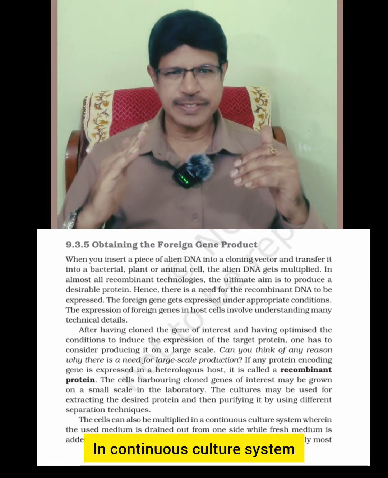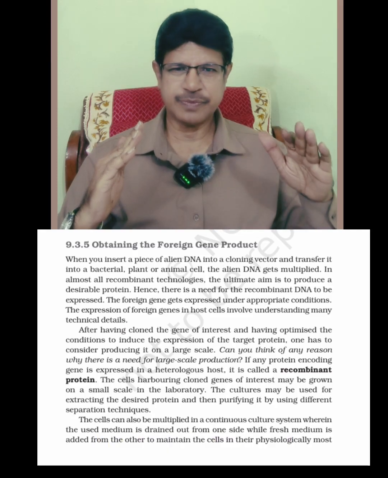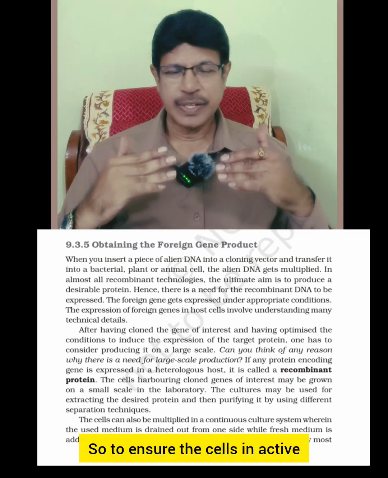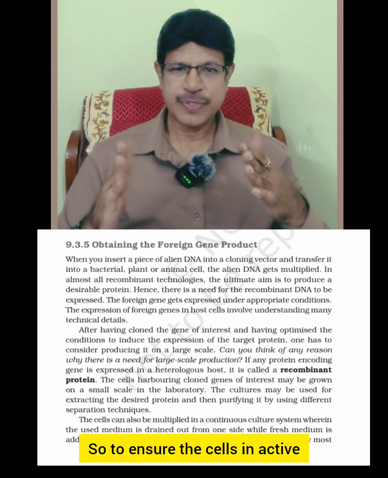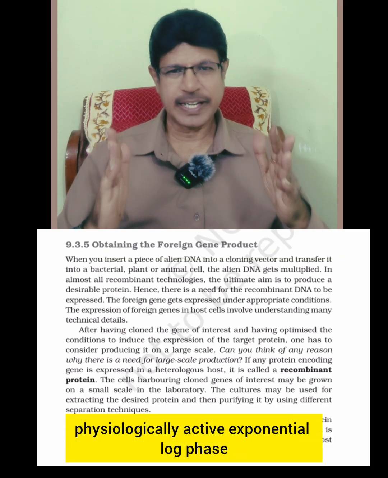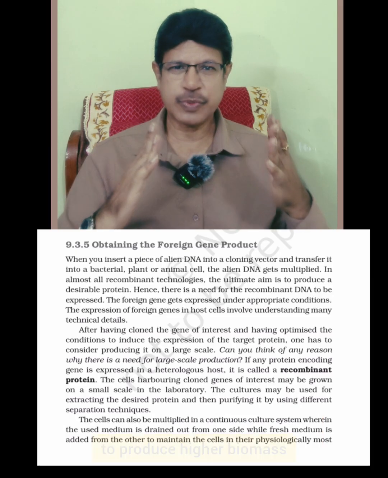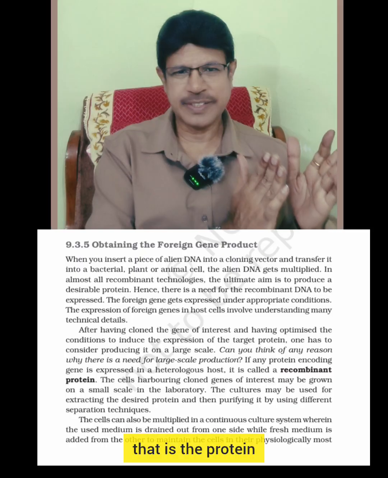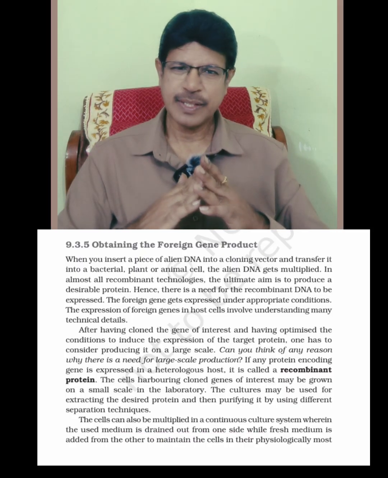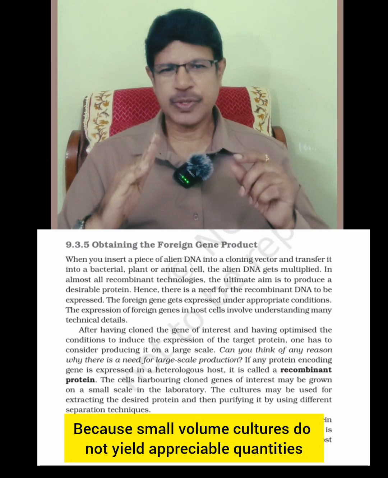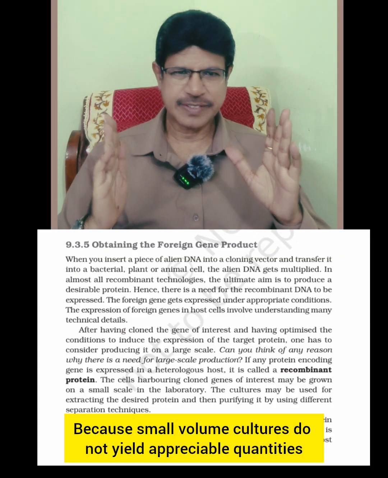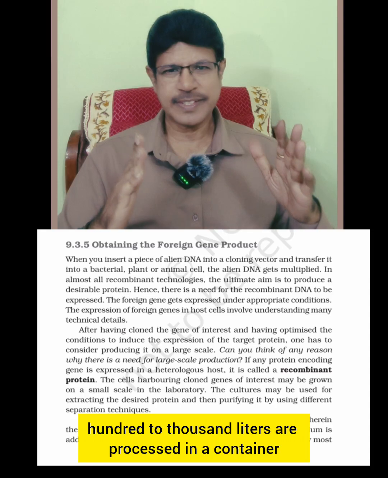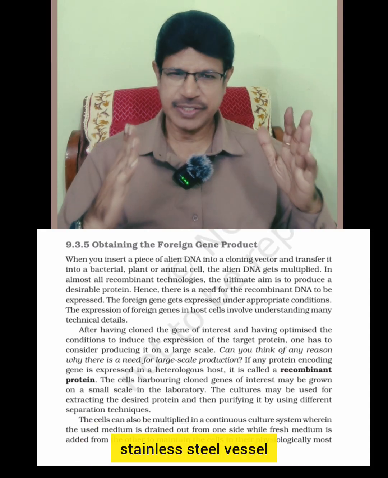In a continuous culture system, large vessels, the bioreactors, are used, where there are inlets as well as outlets. Used medium is drained out, and fresh medium is introduced from one point. So, to ensure the cells are in the physiologically active, exponential log phase to produce higher biomass and high biotechnological product, that is the protein. Because small volume cultures do not yield appreciable quantities. So for large volume cultures, 100 to 1000 liters are processed in a stainless steel vessel.